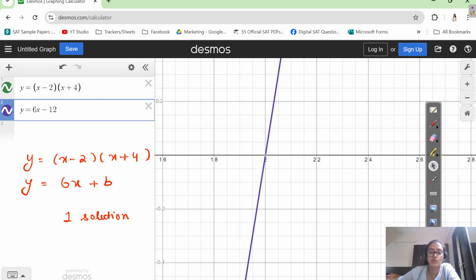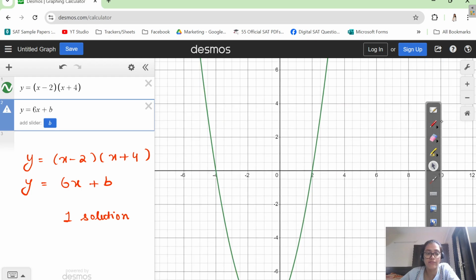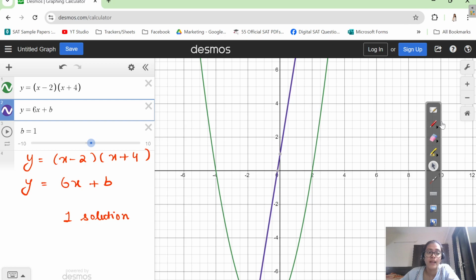So instead of this 12, you would be writing b, and when you write b, it doesn't give you the graph of the second equation. Obviously it will not give you any graph if you type y equals 6x plus b, but it gives you an option to add a slider. So you click on this slider button, and then it gives you a couple of values for b. So you can see a slider, you can adjust the slider, and as you move the slider, the purple line starts moving from left to right.